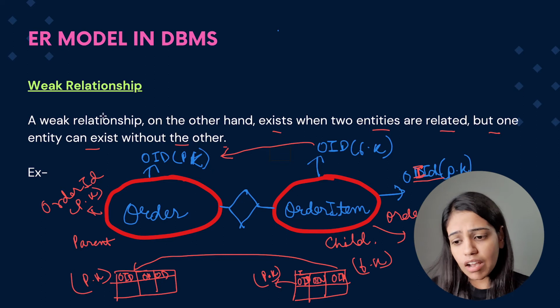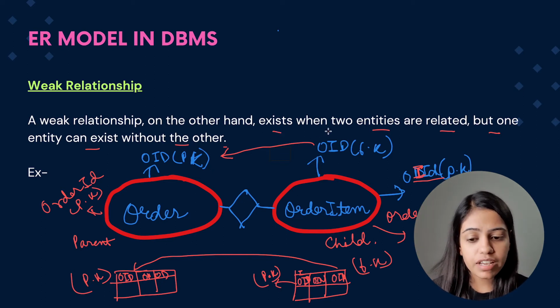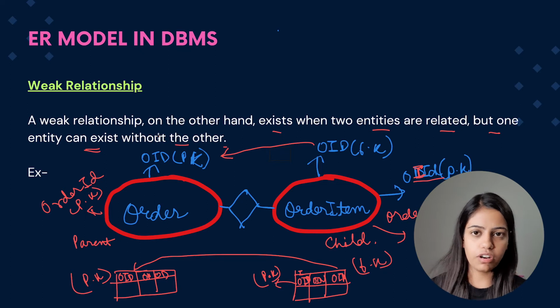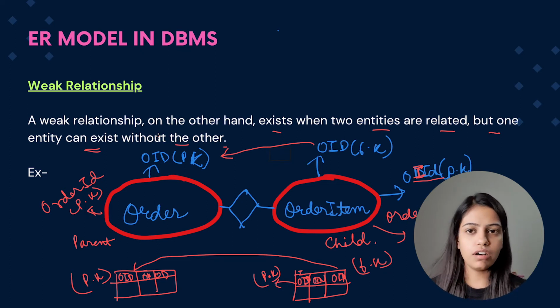So a weak relationship is a relationship where the two entities are related but one entity can exist without the other. Order item can exist without order, but at the time of making an order, whenever a customer places the order, the order items are attached to that particular order, but before placing that order, the order item can exist independently. So this is a weak relationship. In a strong relationship, things are bound and can't be separated. In a weak relationship, things can be separated but they somehow have a relationship between them.